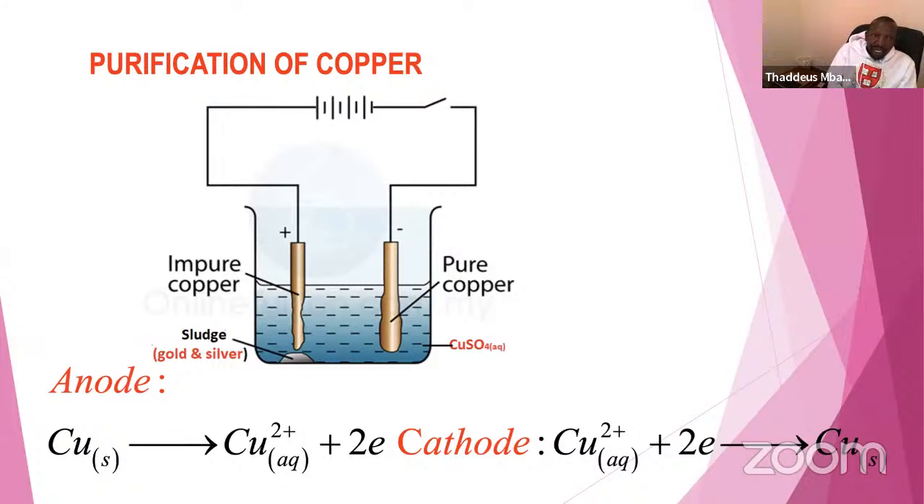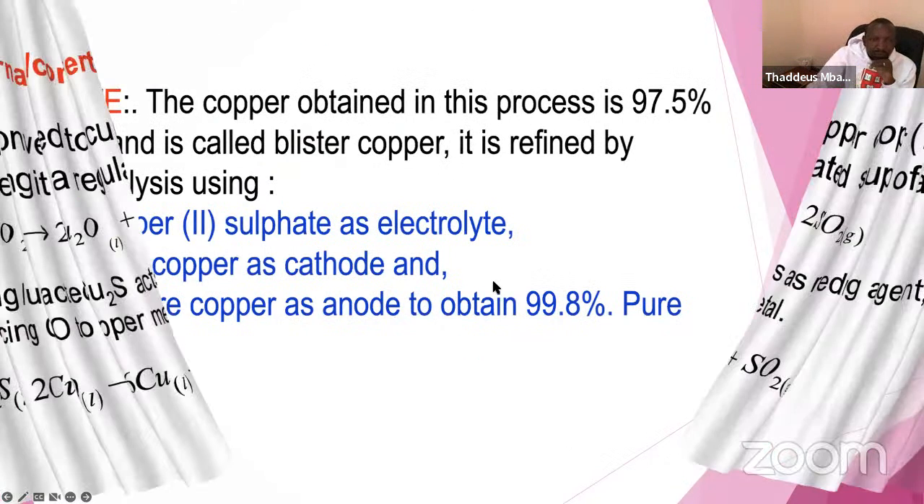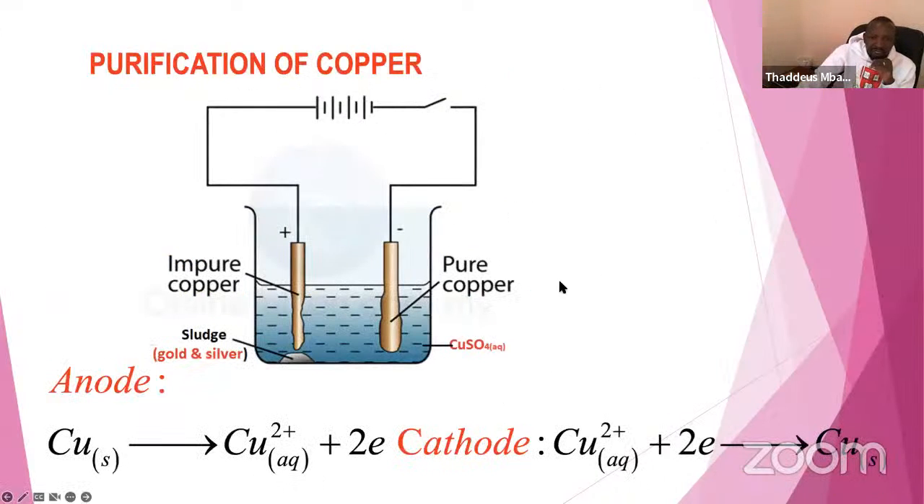There are so many things that you can be asked. The examiner can tell you to write the equation at the cathode or the anode, and he has drawn the diagram for you. Many times, the examiner can also tell you to draw an experimental setup for the purification of copper. We need to know in that purification, what is the cathode? The cathode is pure copper. What is the anode? It is impure copper. And the electrolyte is aqueous solution of copper sulfate. And these are the equations that occur at both the cathode and the anode.